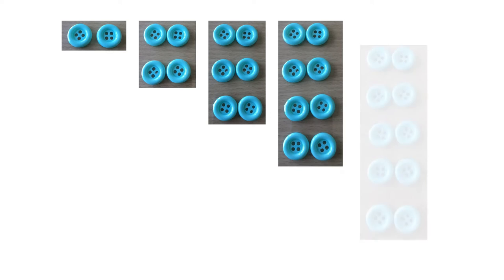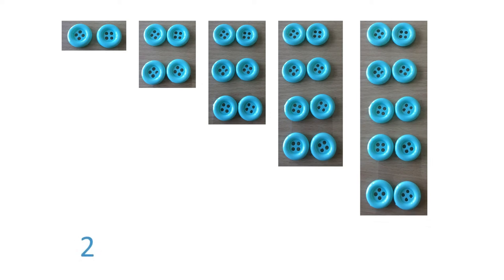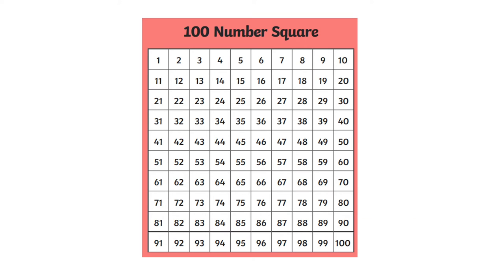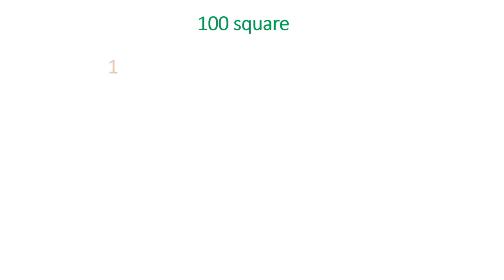And this is an example of counting in twos, starting from 1 to 10. We have 2 buttons, 4, 6, 8, and 10. And we can use a 100 number square to count in twos, from 1 to 100. Okay?